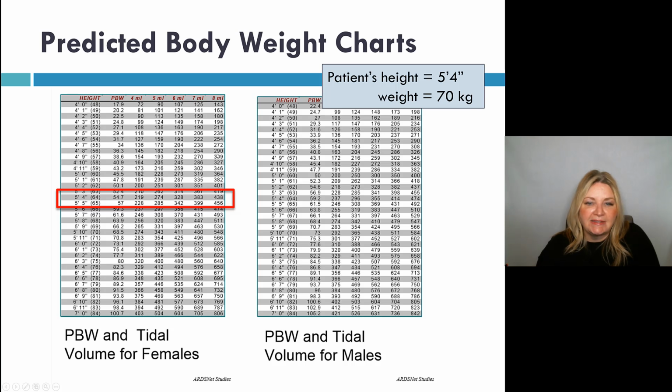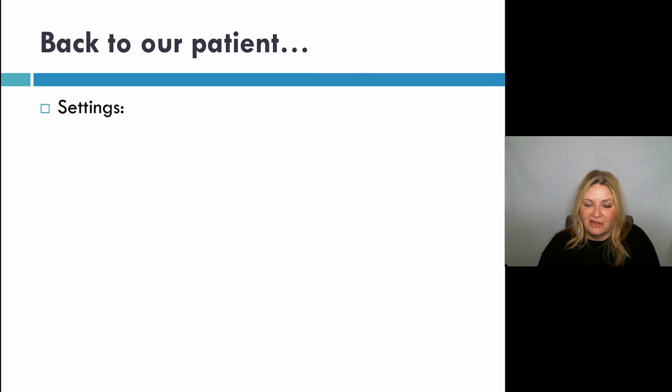And if we want to start at 8 cc's per kilo, we would set her tidal volume at 438. If we wanted to go down to 7, it would be 383, 6 cc's per kilo would be 328. So just to give you an idea, these are very commonly used charts that are used to dose tidal volume. So let's get back to our patient.